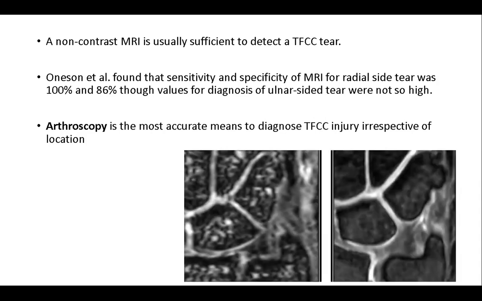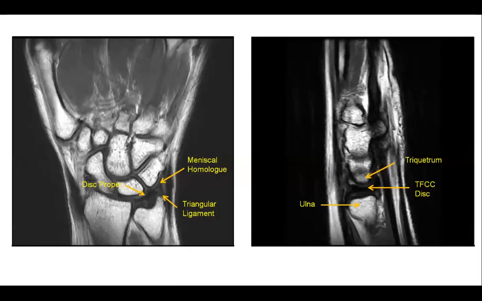In this image, you can see that the signal to noise ratio and resolution is less on the left side of the picture, whereas on the right side it is clearer. So when we go for 3 Tesla MRI, it can pick up most of the tears. And as we all know, arthroscopy is the most accurate means to diagnose TFCC injury, irrespective of the location. So this is the normal anatomy and normal TFCC structure on an MRI.